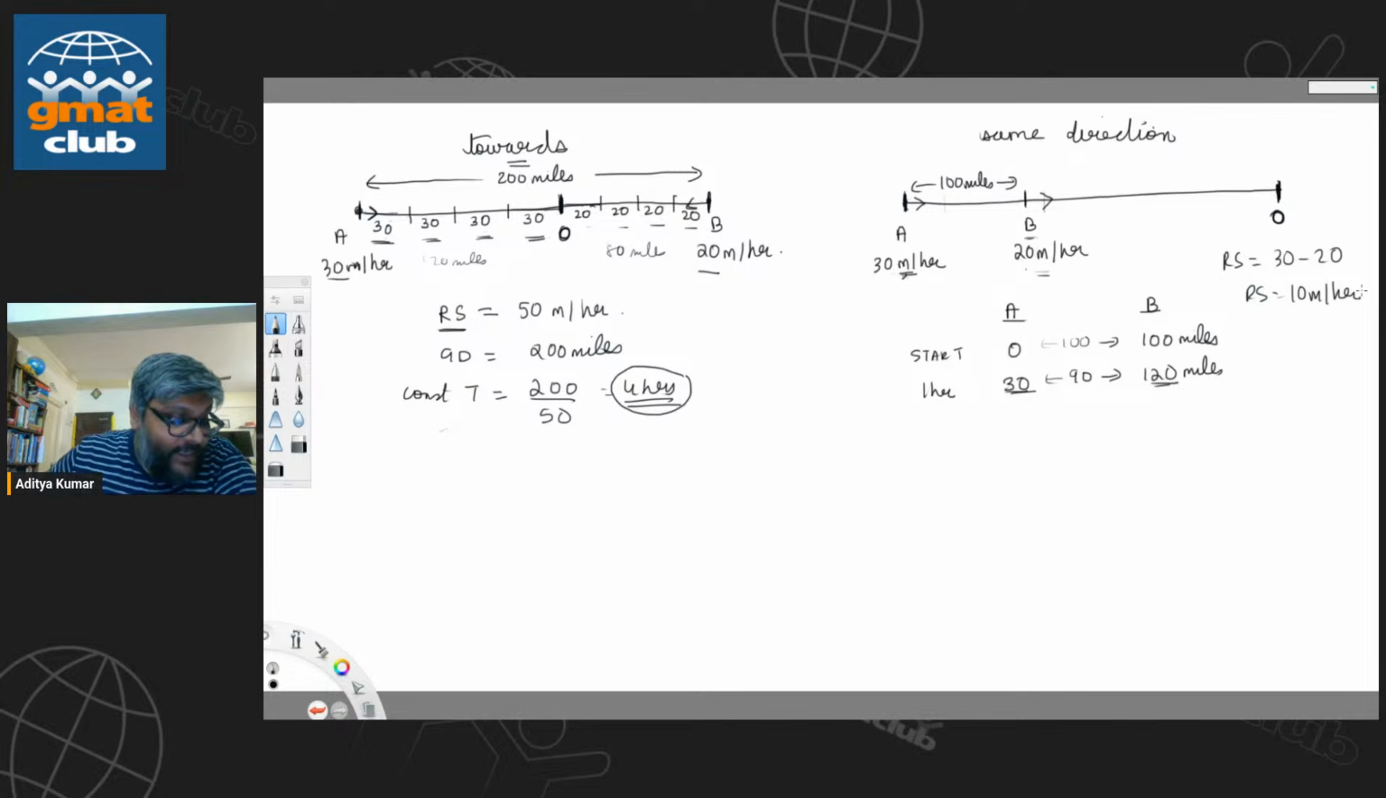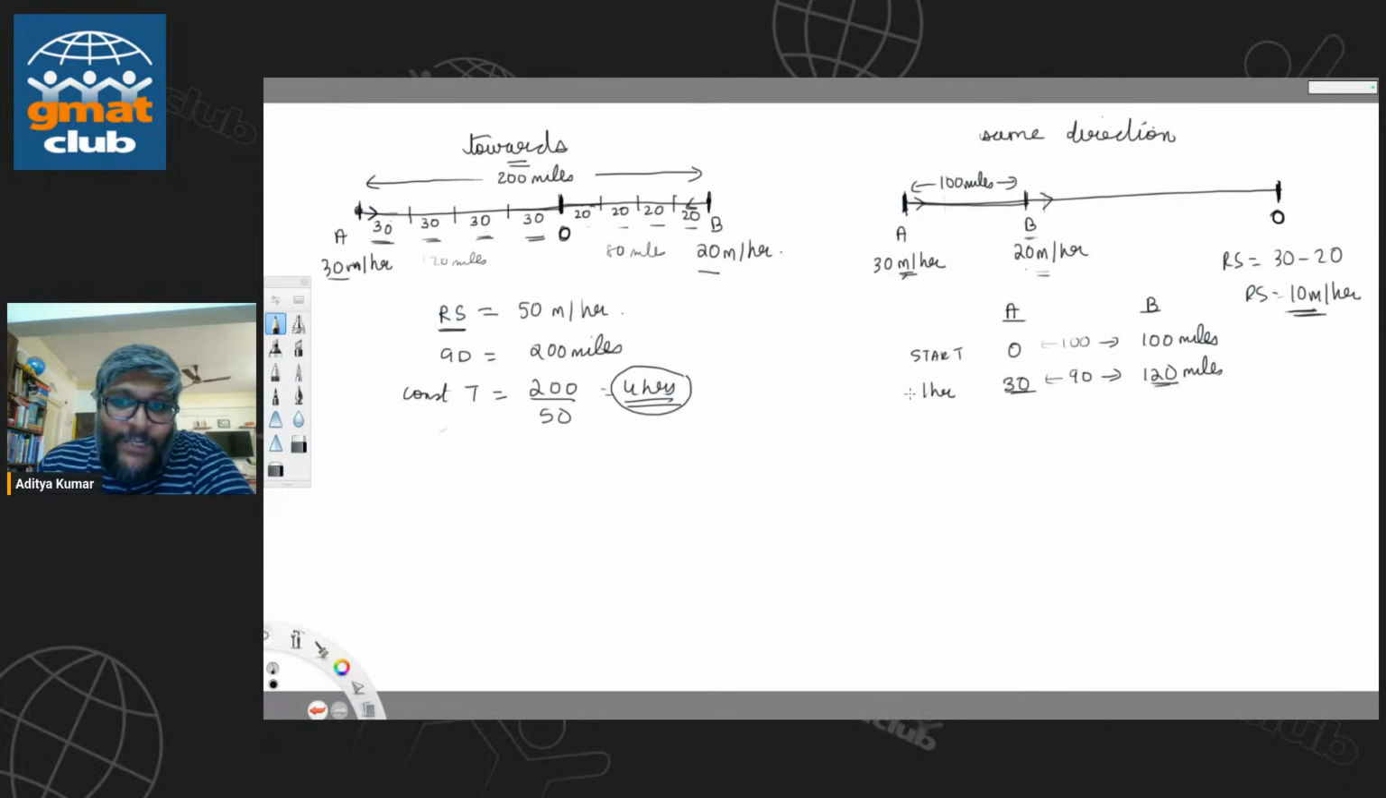Because A is traveling at a speed that is 10 miles faster than B. How am I getting the 10 miles faster? Subtraction. Got it? So if I continue doing this, think logically. If A is catching up to B at the rate of 10 miles every hour, and the total distance that A has to catch up is 100 miles, then the time taken for A to catch up to B would be 10 hours.